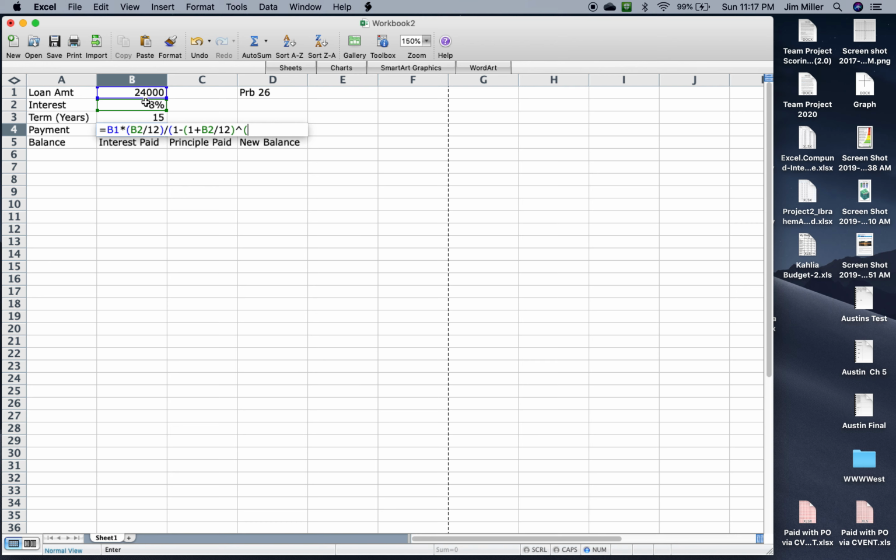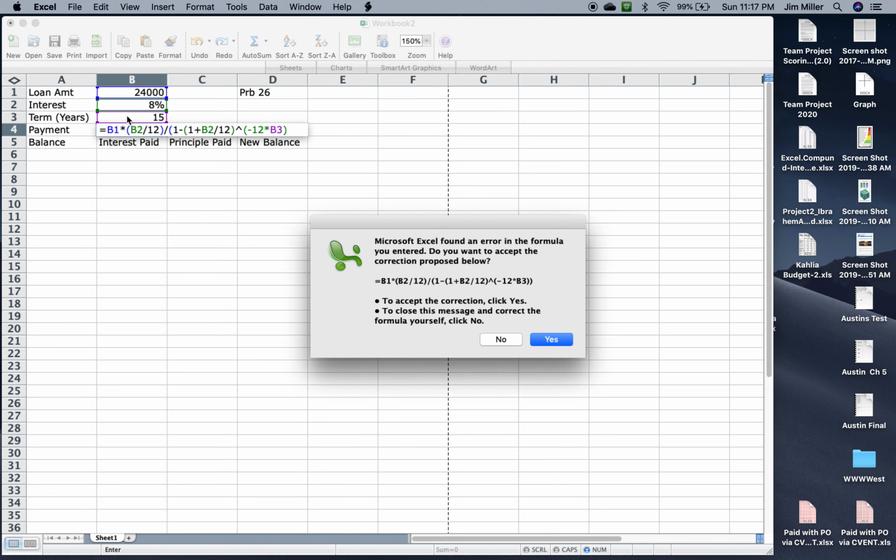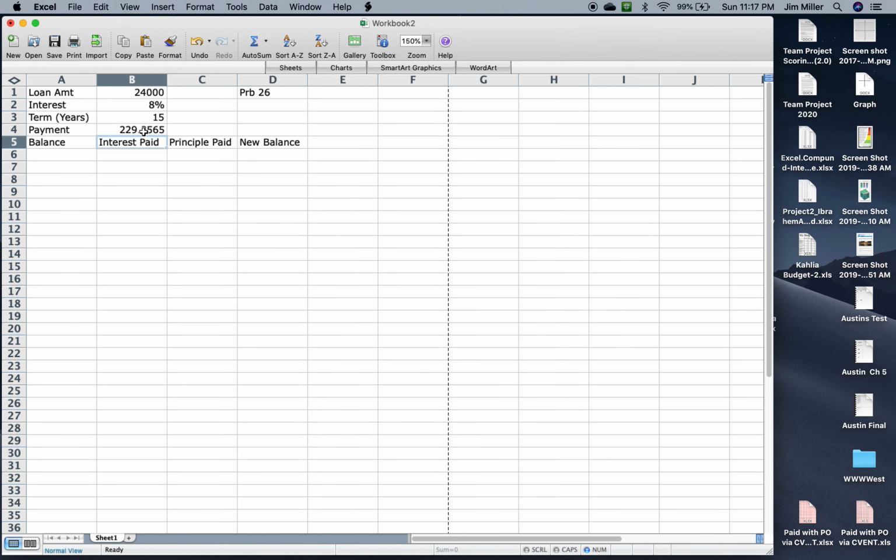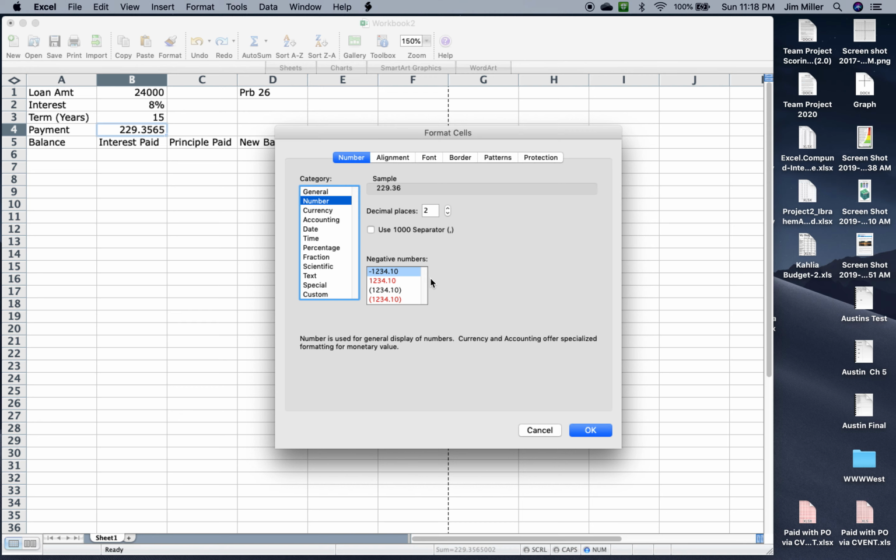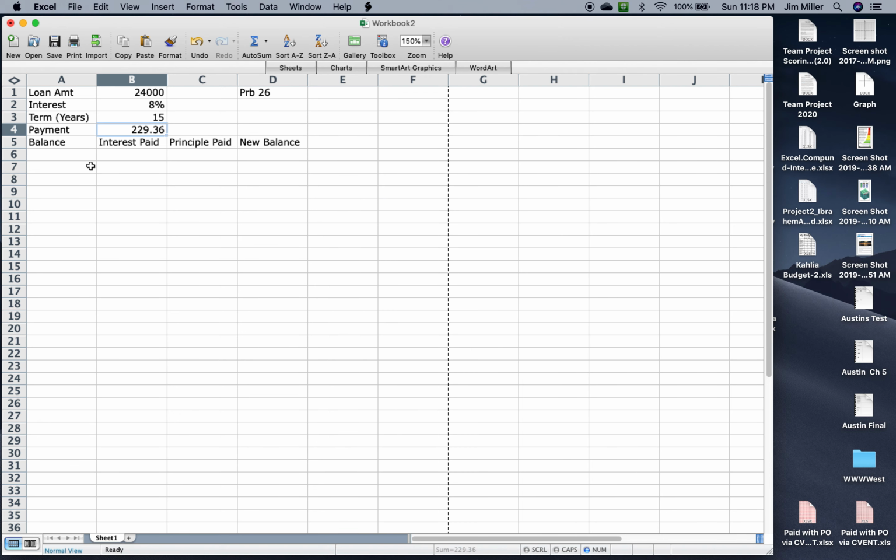Yeah, I think that'll work. Negative, I want the number 12, negative 12 times the number of years, which is here, close parenthesis, and we had a payment before of $229.36. Oh, says I should have another parenthesis on the end. Yes. And we got it right. Now let's make this have the right number of decimals. So I go to that box, Control 1, and I can format it as a number with 2 decimal places. Okay.